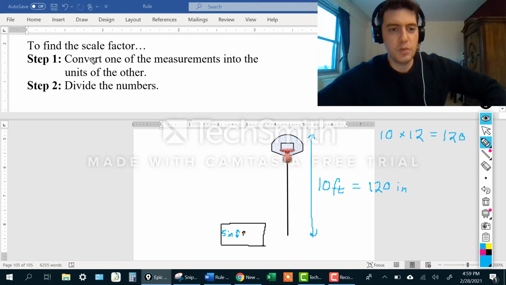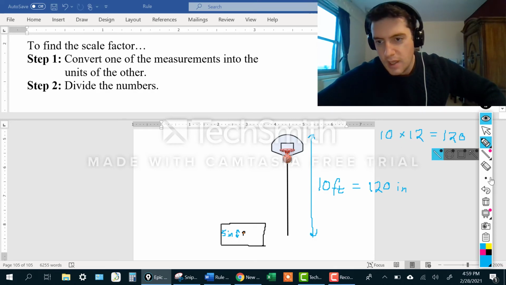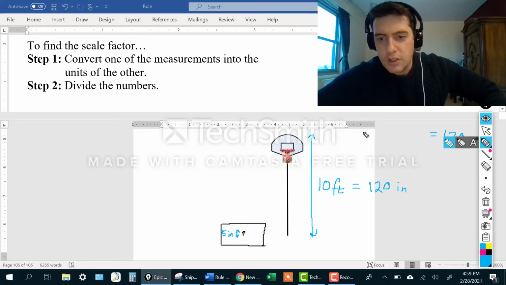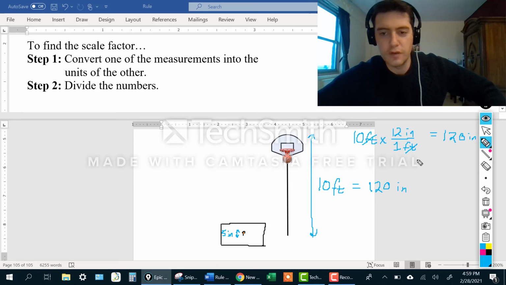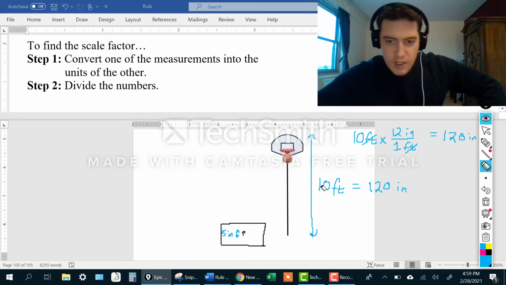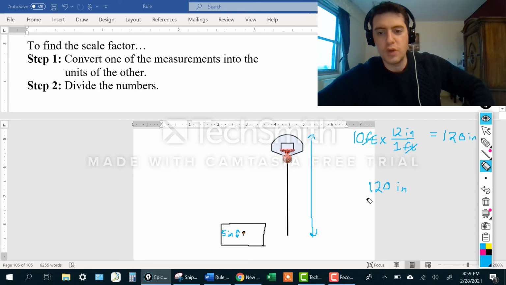So step 1, we're going to convert, and we just did that by multiplying. Really, just to see that we did this the right way, we did 10 feet times 12 inches per foot. So 12 inches in 1 foot. And then feet cancel here, and so we get inches over here. So there are 120 inches in 10 feet. And now I can just erase this. We don't need this anymore. Let's just focus on the 120 inches.